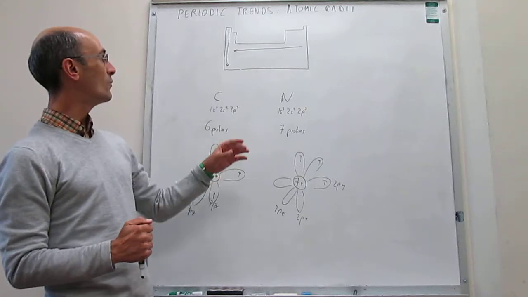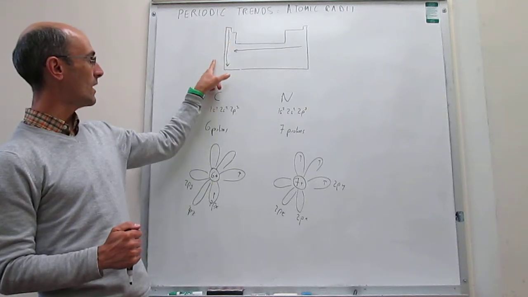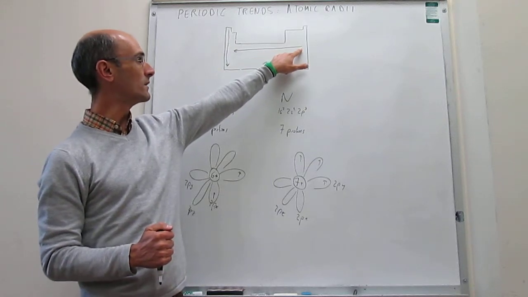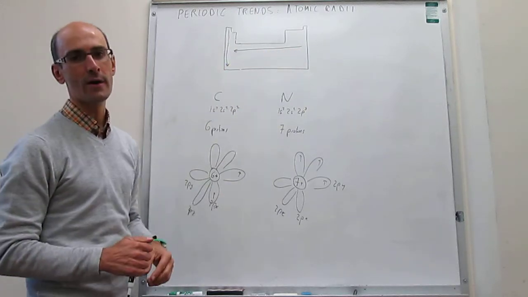Okay, so in this video we have seen how the atomic radius changes across the periodic table. We have seen how it increases as you go down in a group, and we also have discussed why the atomic radius increases as you go from the right to the left.